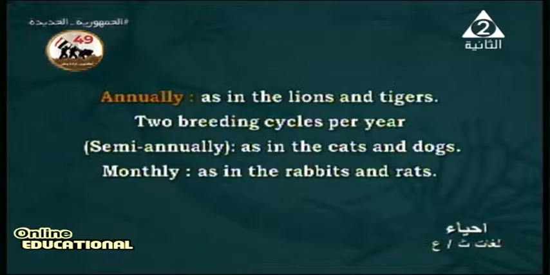Every month. So annually in lions and tigers means they can give birth, with one breeding cycle, one time. But cats and dogs can have a breeding cycle semi-annually, meaning twice in the year. Monthly, like the rabbit and rat, can produce a breeding cycle every month.